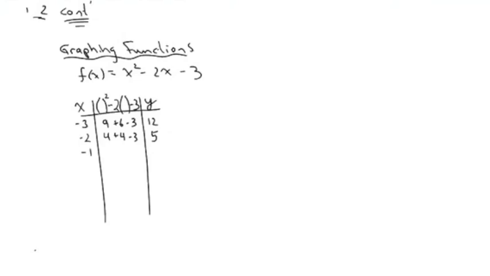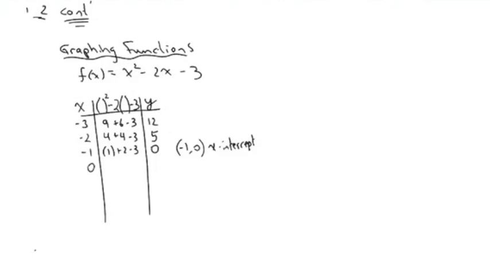-1. This is 1, 2, -3, better known as 0. What is special about this point, -1, 0? What's it called? It's the x-intercept. So this is an x-intercept. When you're dealing with x-intercepts, the thing that remains constant is y is always equal to 0. That's a guarantee.